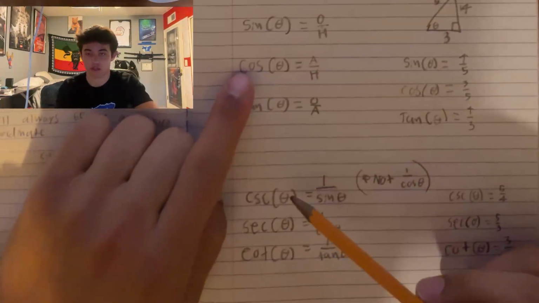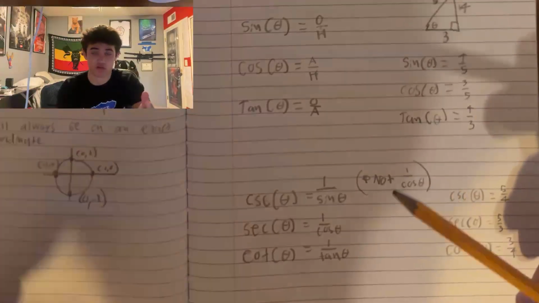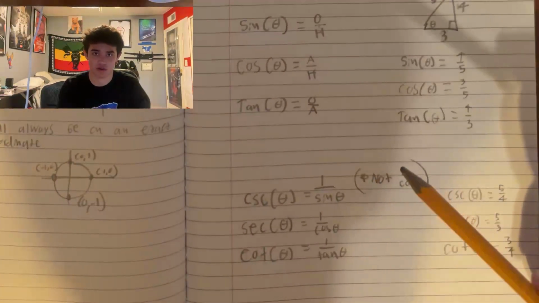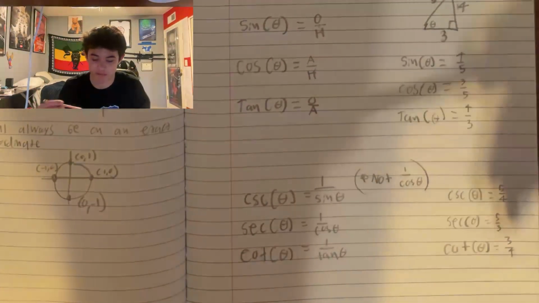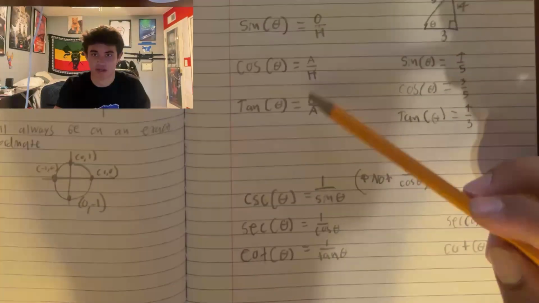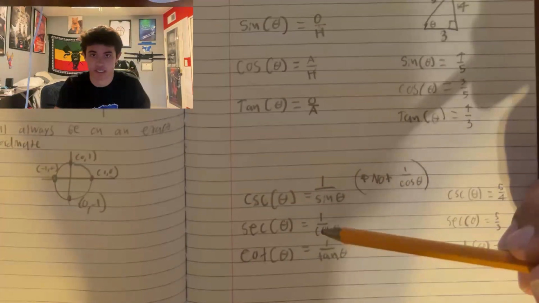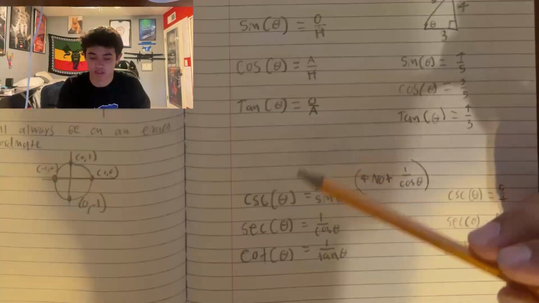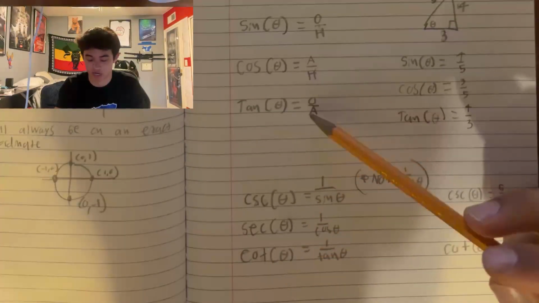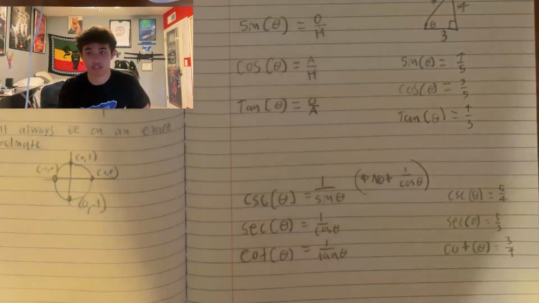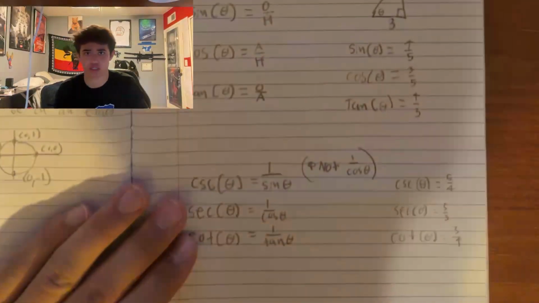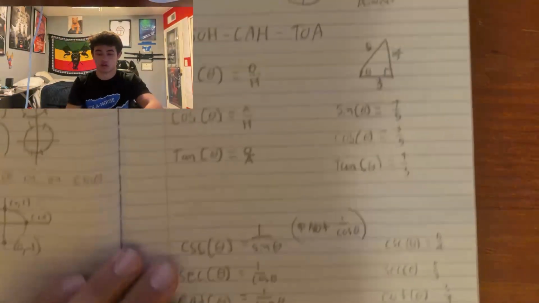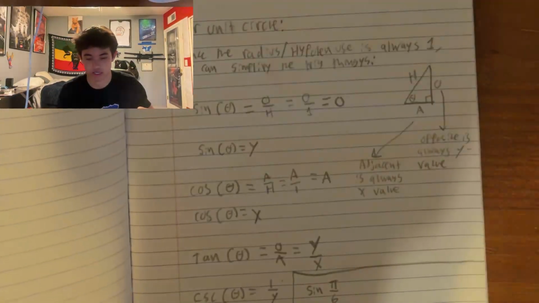So cosecant is either 1 over sine or hypotenuse over opposite, which is just the same thing. Secant is hypotenuse over adjacent, or 1 over cosine, same thing. Tangent is opposite over adjacent. And cotangent is adjacent over opposite, or 1 over tangent, which is the same thing. They're reciprocals of each other. So, yeah, let's see what else we got.